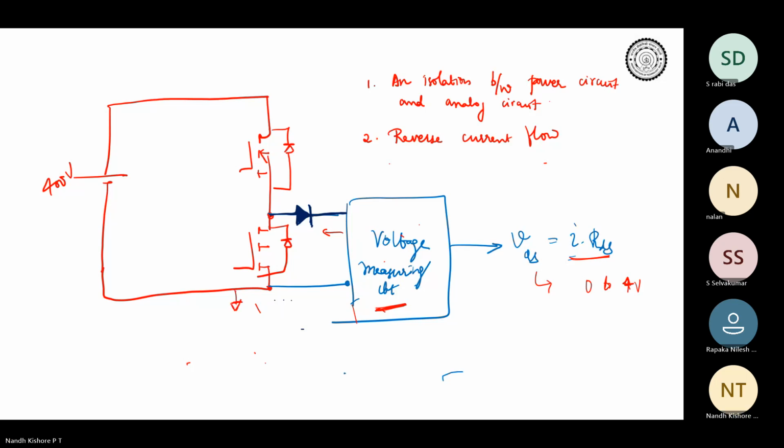And third is following up on this isolation part. You are measuring the voltage, correct? VDS is I into RDS. Now the point is, when you try to understand when the device is blocking, when the device is turned off, and then this device is turned on, at that point the entire 400 volts, or almost 400 volts, will be coming over here.